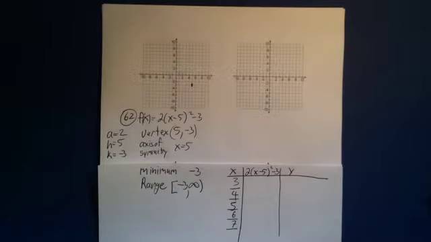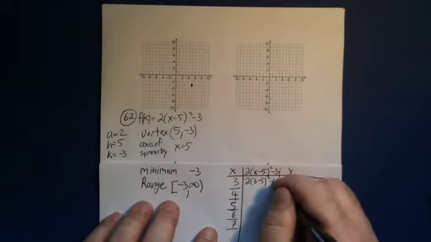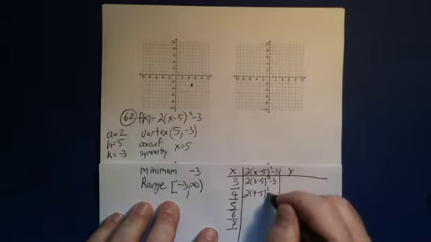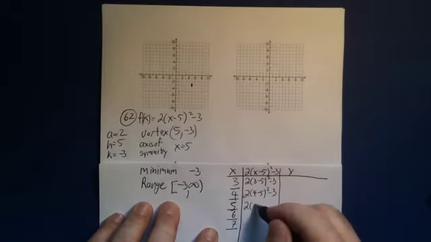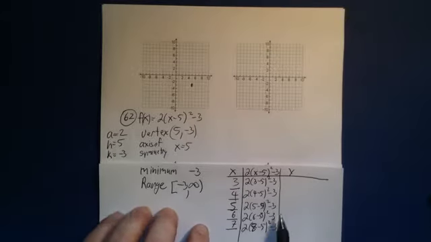Again, you may want to save yourself some space below to do your calculations. So those are going to be 2 times (3 minus 5) squared minus 3, 2 times (4 minus 5) squared minus 3, 2 times (5 minus 5) squared minus 3, 2 times (6 minus 5) squared minus 3, 2 times (7 minus 5) squared minus 3. And let's put these together.